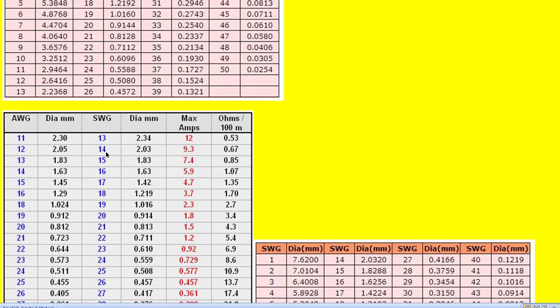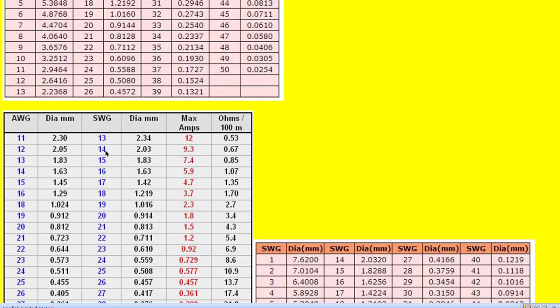If it is the American wire gauge, it will be like this. Their specifications are different. So 11 means its diameter is 2.3 millimeters, and its equivalent standard wire gauge, SWG, is 13 and its diameter is 2.34, and the current capacity is 12 amperes, and the ohms per 100 meters for this gauge is 0.53 ohms.